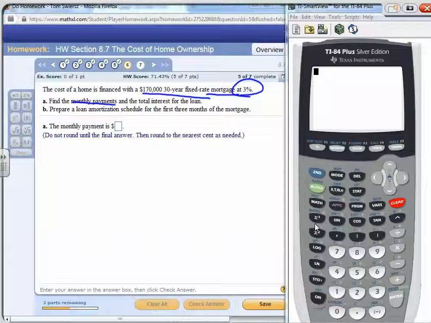bankrate.com. And notice again, the three things you need for Bankrate are the mortgage, which is $170,000, the number of years, which is 30 years, and the rate, which is 3%, as you can see there. So we'll go ahead and go to bankrate.com and put in those numbers.